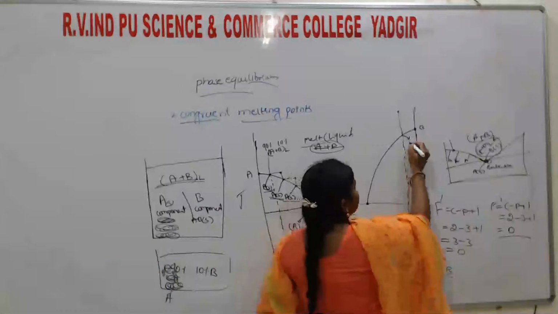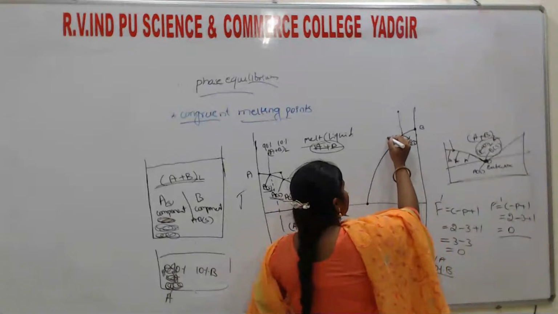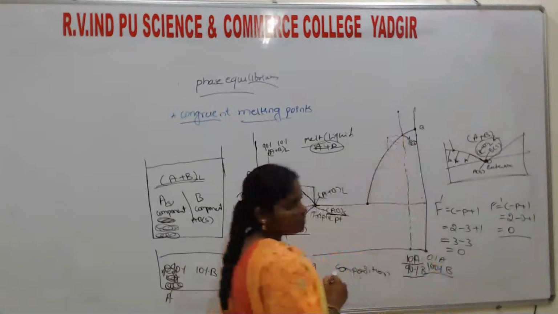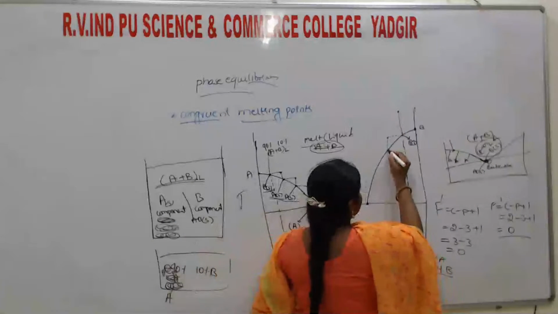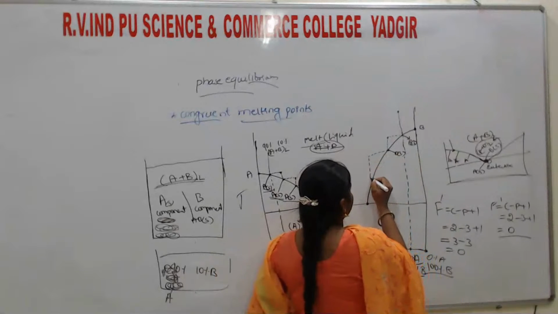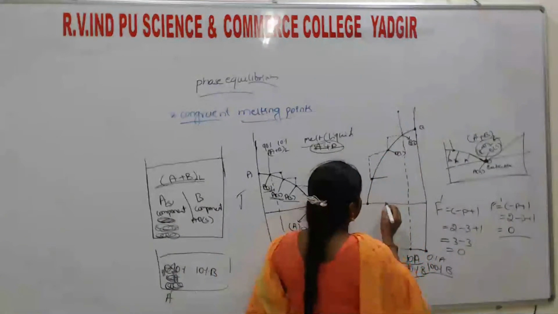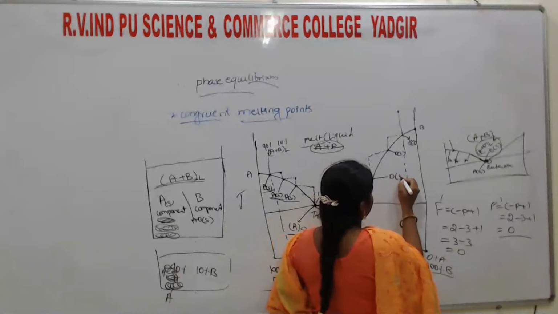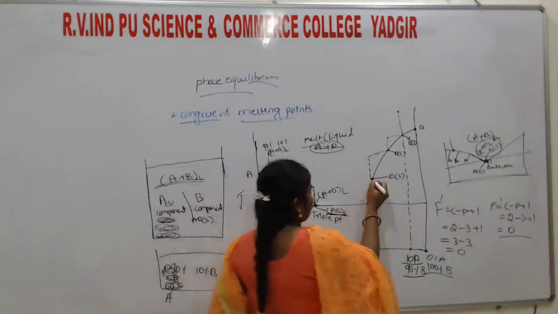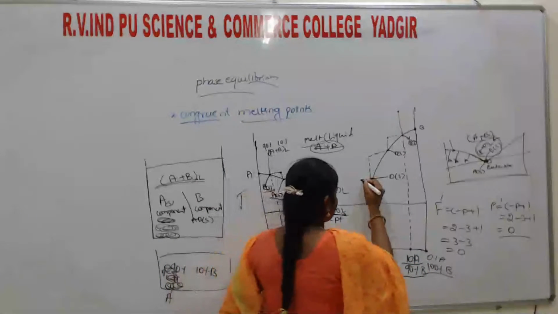Okay, here the B is in solid form, and next the composition changes and cooling continues. Here the temperature decreases, and at this point the B is solid, and next the composition changes. Next cooling takes place. Here the B solid is separated, that is, solidification takes place, and the composition changes, and next cooling takes place.